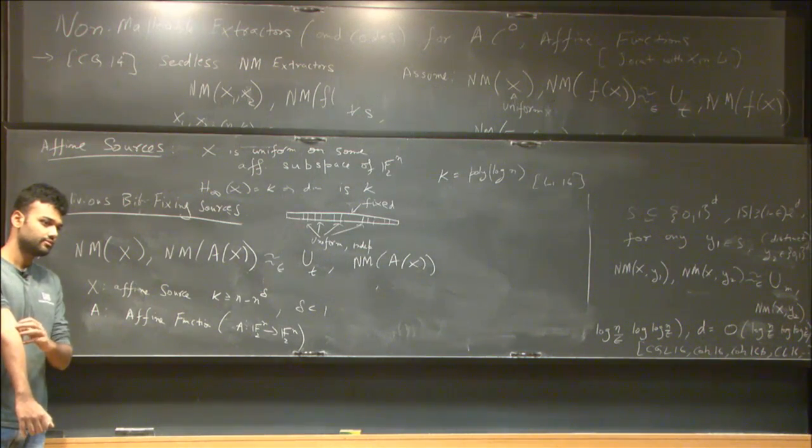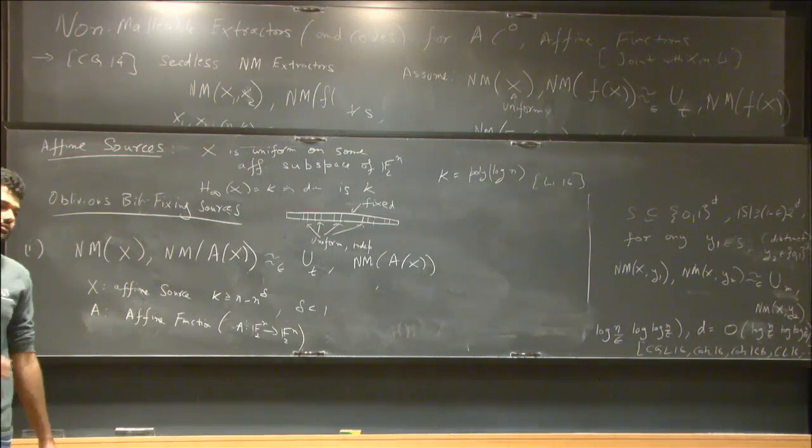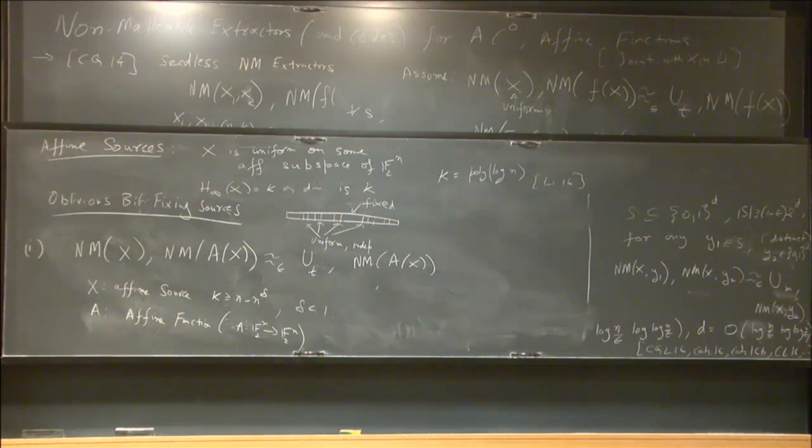Can this exist? An extractor for affine sources that's non-malleable against every function. It's hard to believe. You have two restrictions: one is the source and one is the function. It doesn't have to be the same restriction. I don't know.